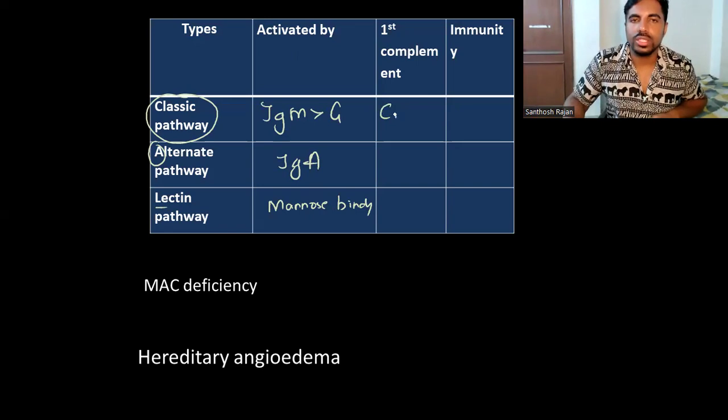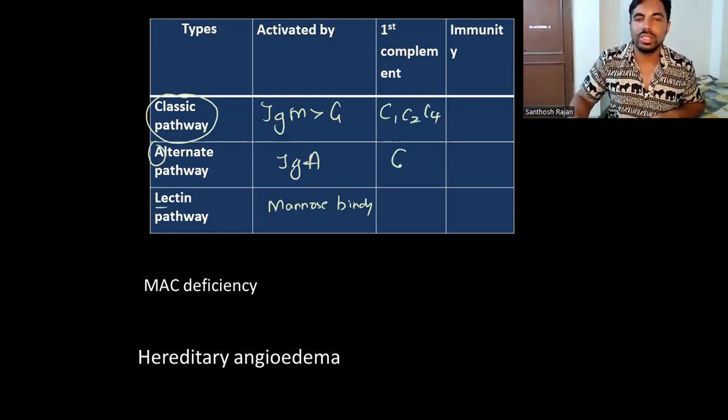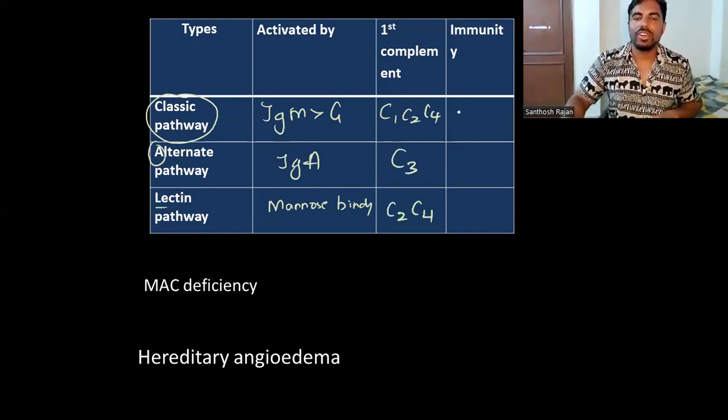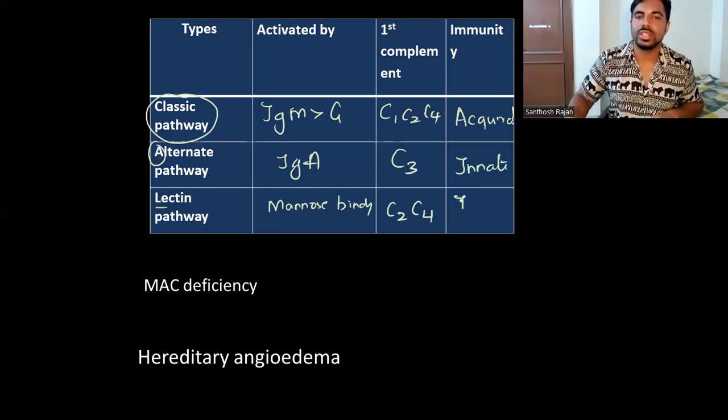So the first complements in the classic pathway are C1, C2, C4, not C3. In the alternate pathway it is C3. But in the lectin pathway it is just C2 and C4 only. This you have to remember. The first one is acquired or adaptive immunity, but alternate and lectin are innate immunity. These two are innate immunity.